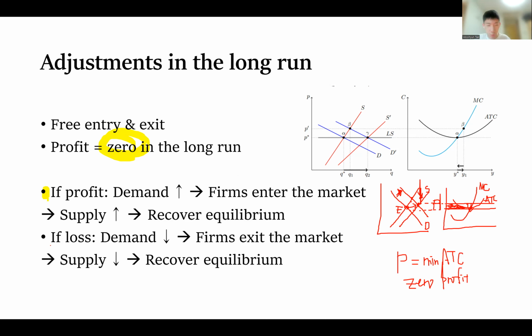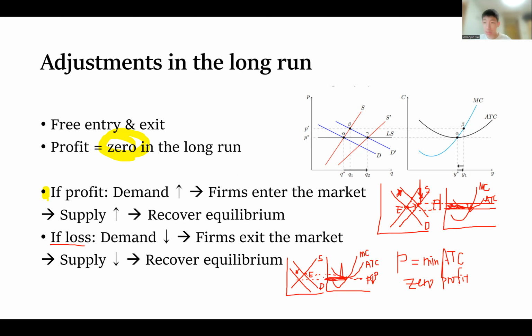And the second case is when the firm is experiencing a loss. Let's assume this is because the demand has suddenly decreased. So this is the equilibrium and demand has decreased. This is the normal situation, but the price has decreased. So it is incurring a loss of this amount.